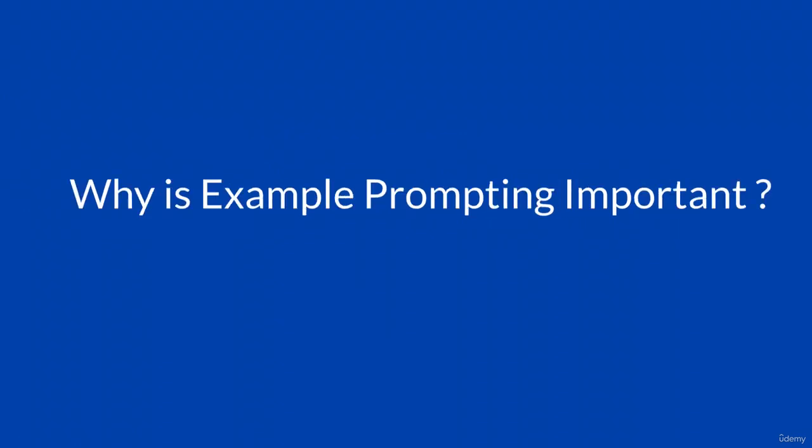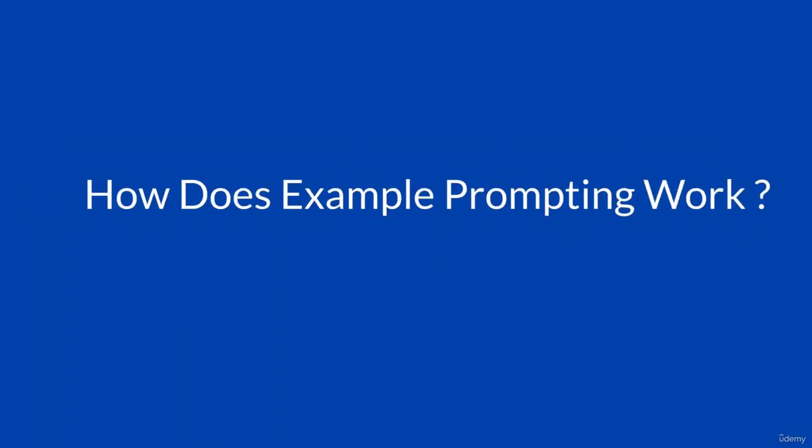Example prompting is important because it helps ensure that the AI language model generates responses that align with the desired tone, style, and content. It's particularly useful in situations where there may be a lot of variation in the types of responses that are possible, such as in creative writing, marketing copy, or product descriptions. So how does example prompting actually work? The basic idea is to provide the AI language model with specific examples of the type of response that is desired. These examples should be relevant, accurate, and representative of the desired tone, style, and content.